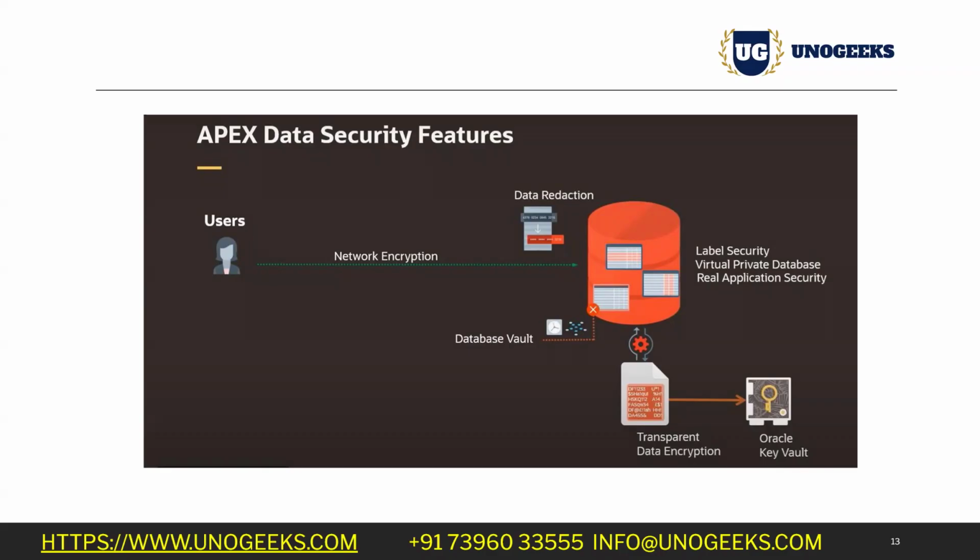As an end user, we will request something. Whatever our request, that will come as a network encryption, in the encrypted format. Then in Oracle Apex, all these security mechanisms are there: data redaction, then label security or virtual private database, and real application security. Here we'll have database vault, then transparent data encryption. We have the Oracle key vault.